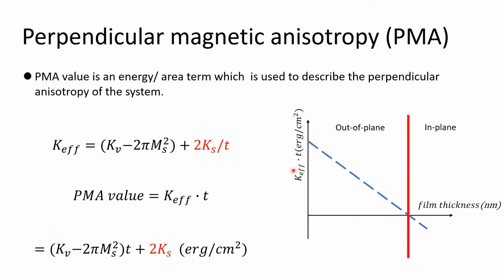If we plot the PMA value against the film thickness, we see that the slope of the PMA is negative, because the volume anisotropy is usually smaller than the demagnetization factor. So at some critical thickness, we will have a negative PMA value, and in this region we know the demagnetization dominates the system, so we have in-plane magnetization. And if t is smaller than the critical value, then the interfacial anisotropy will dominate, and the magnetization becomes out of plane.